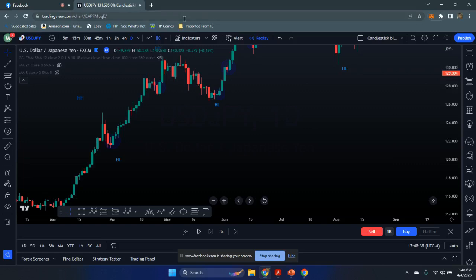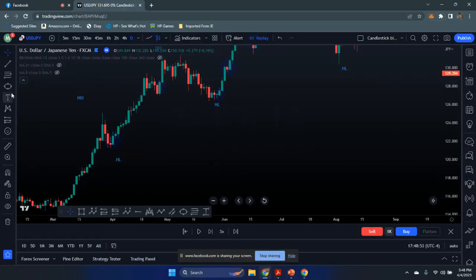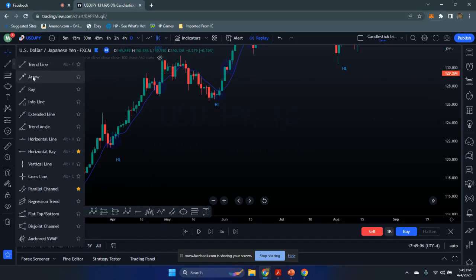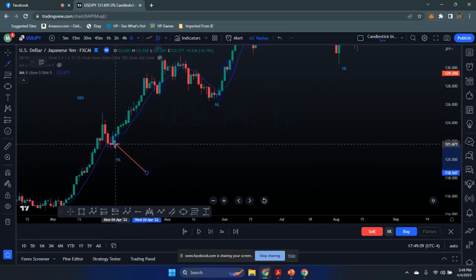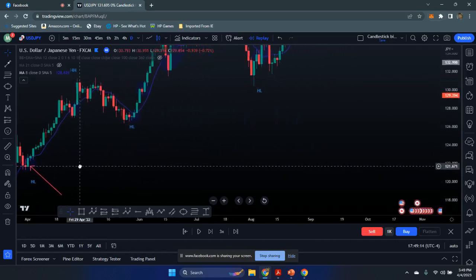Alright, so we identified the uptrend. That was number one. We have identified our engulfing bar patterns that have formed. Now let's turn on these moving averages and see where price has pulled back from. We only have the 8 moving average right now. Before we turn it on, we see price has pulled back here. We have that bullish engulfing. We get in for our buy.